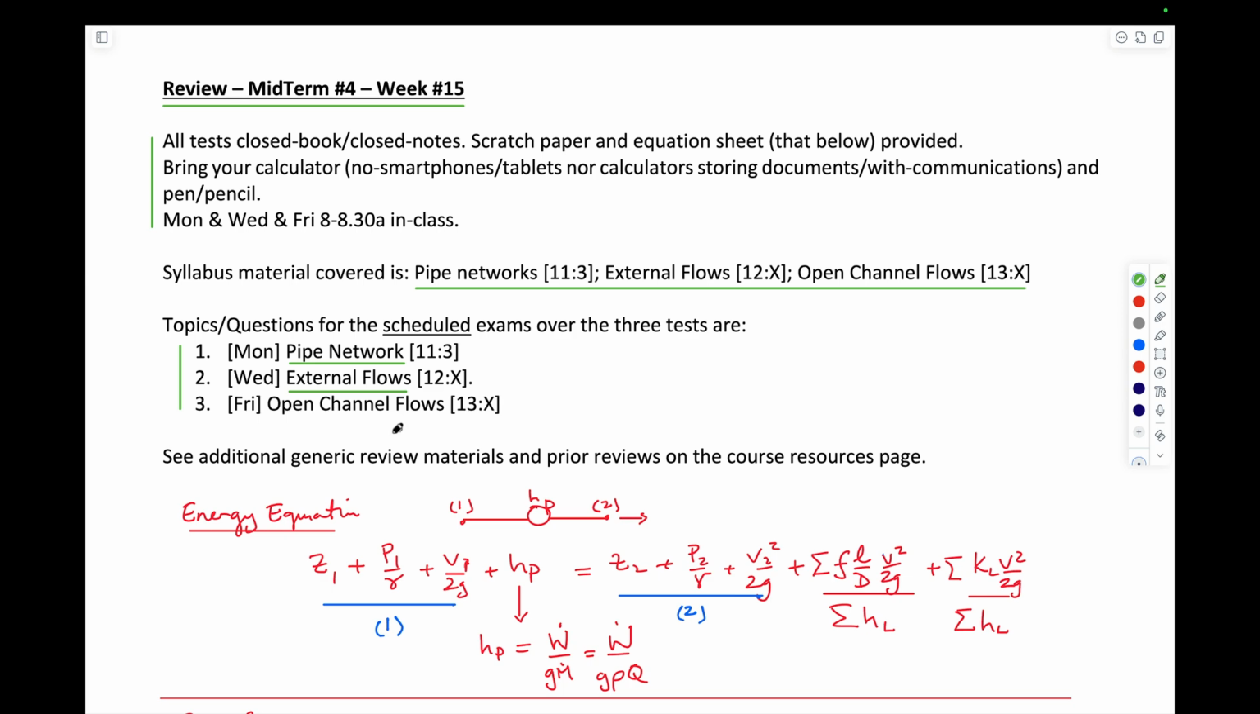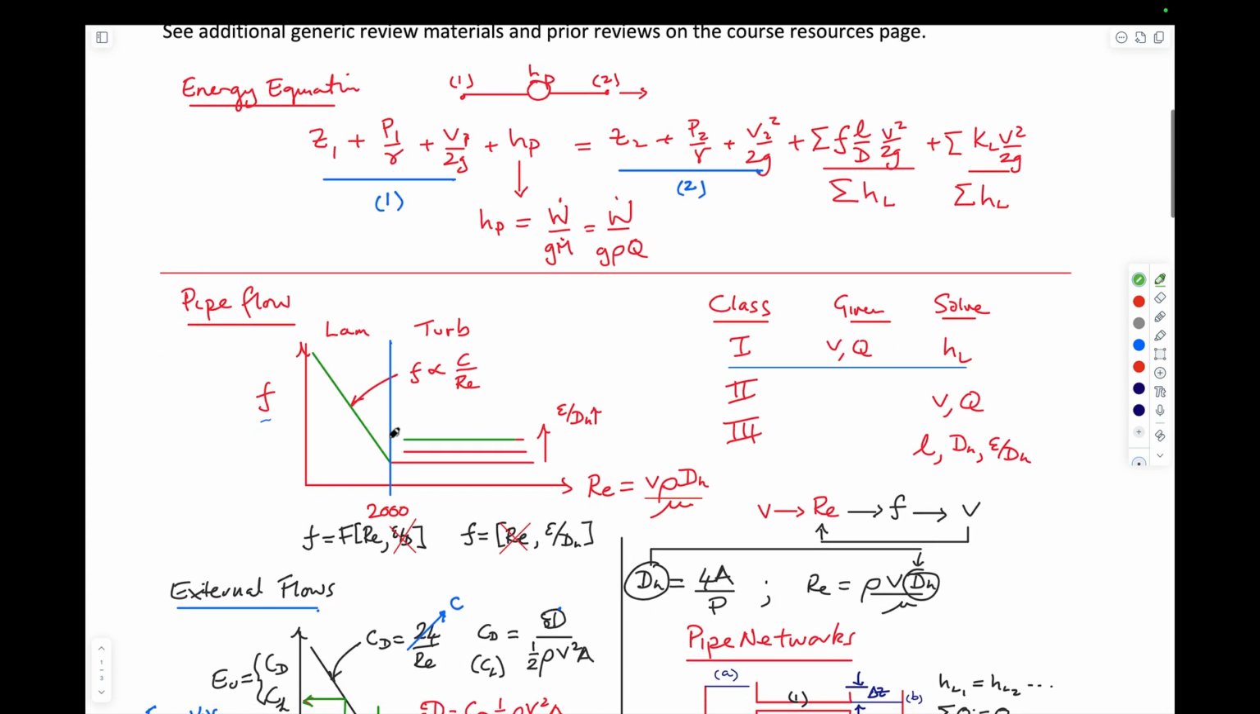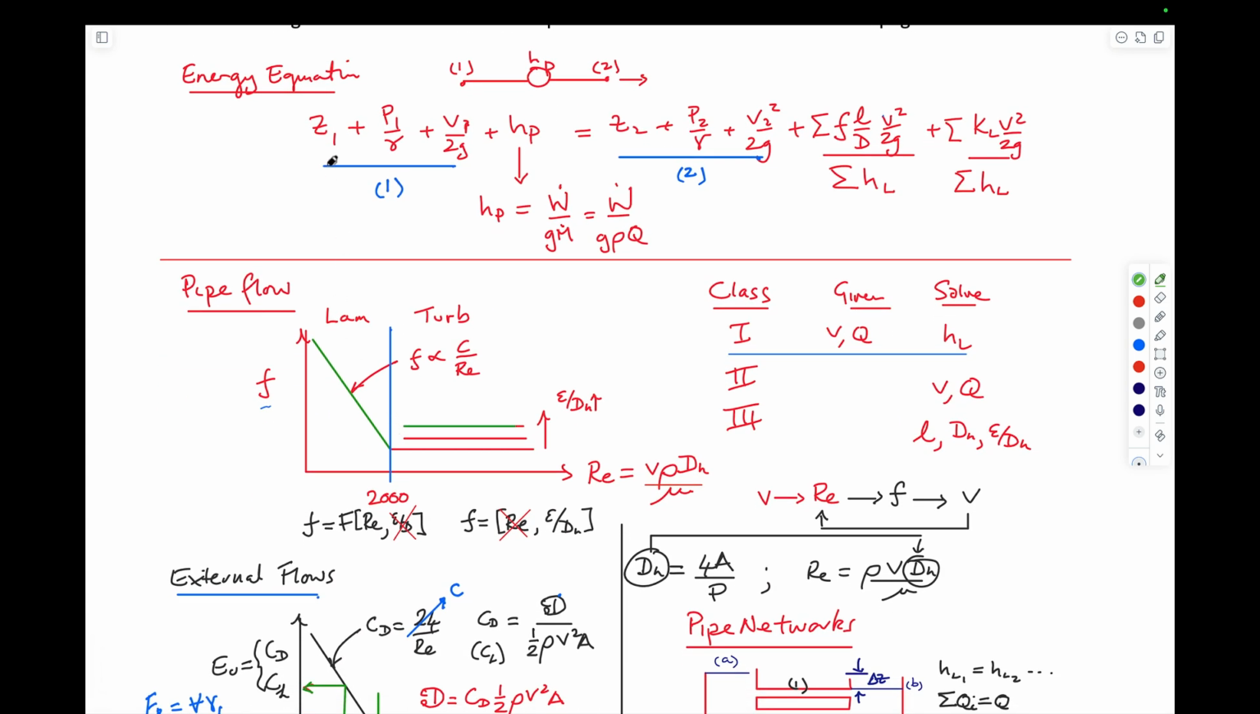In terms of the materials you need, you'll be given the equation sheet, but as we go through this, the energy equation, as you know, is Bernoulli's equation written between upstream and downstream. It has to be written between upstream and downstream because there are loss terms and gain terms in the system which depend on a sign convention. On the left hand side, upstream is the pump head, which is always positive for a pump and negative for a turbine. And on the downstream side, there are major losses and minor losses.